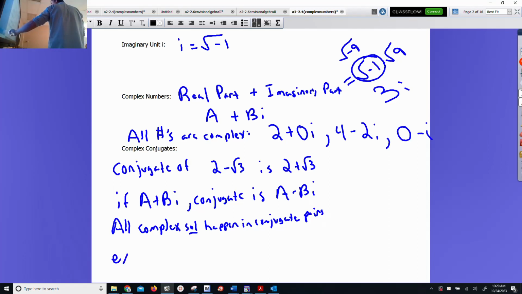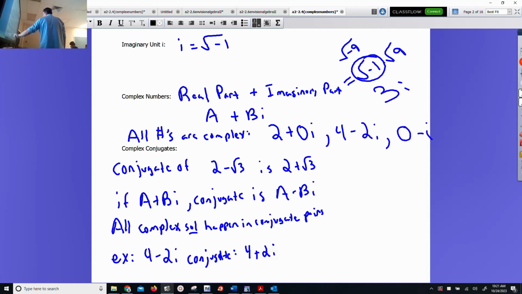Yeah, let's do some examples. 4 minus 2i. What's its conjugate? What's the conjugate of 4 minus 2i? 4 plus 2i. Really that simple. Let's try negative 3 plus 2i. Negative 3 minus 2i.